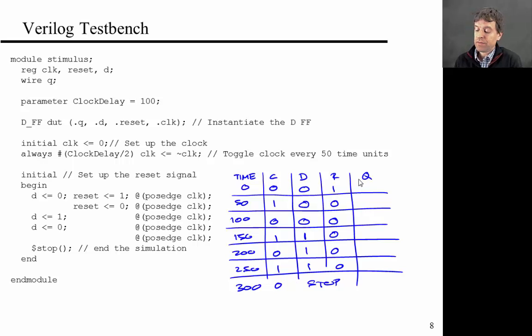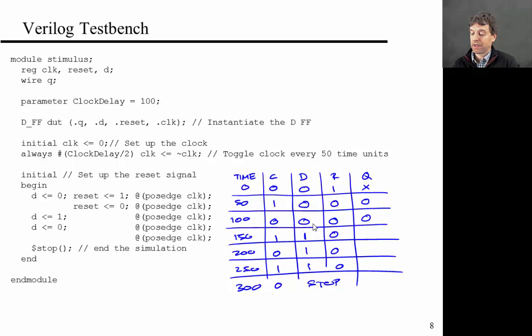Okay. So what about Q? That's the only one not immediately specified by the code given here. Q starts out at X. I don't know what the output is because I only know the current values for D and R. Then I can look here and see that reset was set to 1. So by definition of my flip-flop, at the next clock edge, I'm going to set Q to 0. And this is going to be carried over for the whole clock period.